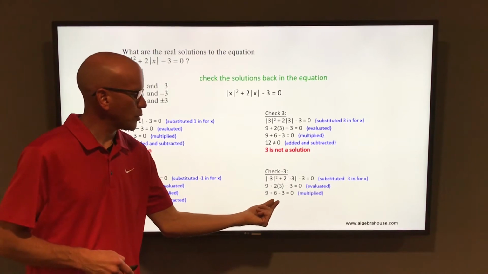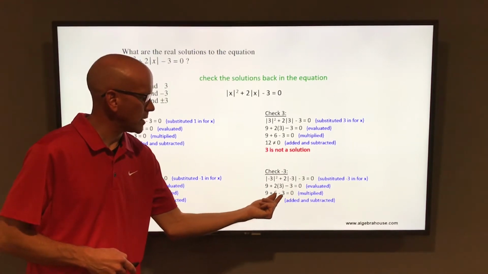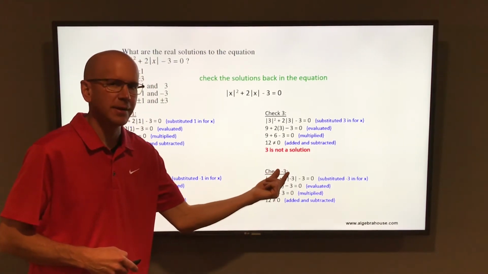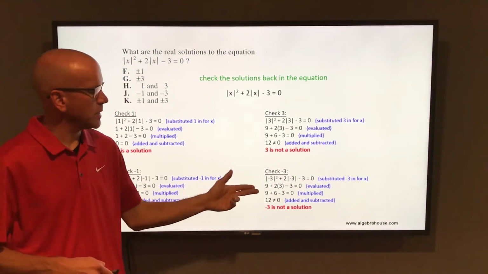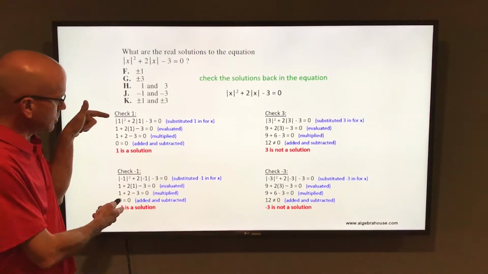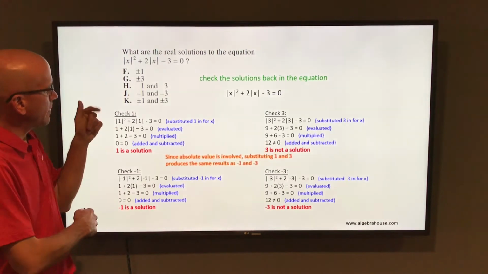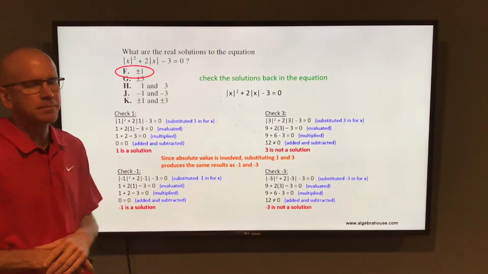So if you put negative 3 in, this is what it looks like still. 15 minus 3 is 12. 12 is still not equal to 0. So it's not 3, it's not negative 3. The correct solutions are 1 and negative 1, and that happens to be letter F.